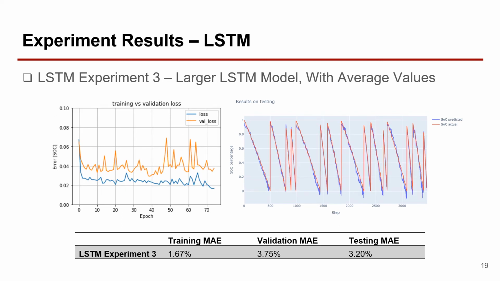In the final LSTM experiment, the model topology and hyperparameters are kept the same as in experiment 2. However, the average values of voltage and current are included. Power is still excluded. The training of the model over 75 epochs took 10 hours to complete. The training, validation, and test mean absolute errors are the lowest among the previous 2 LSTM experiments. This further proves the importance of feature engineering.